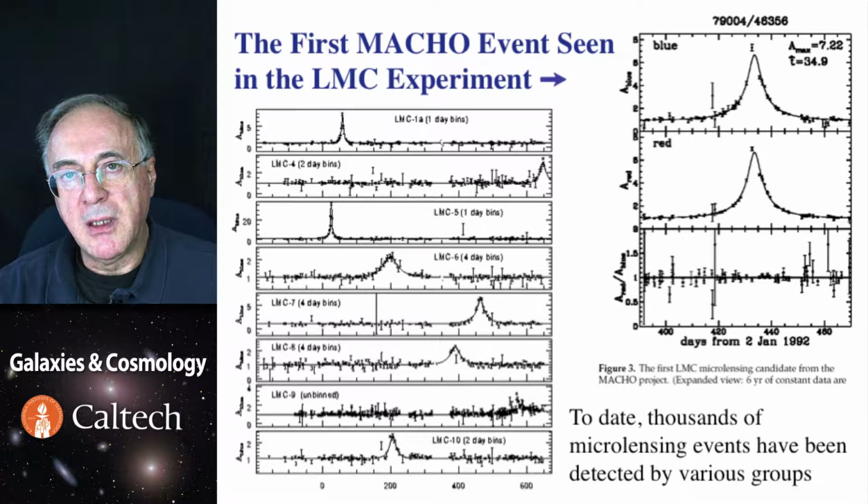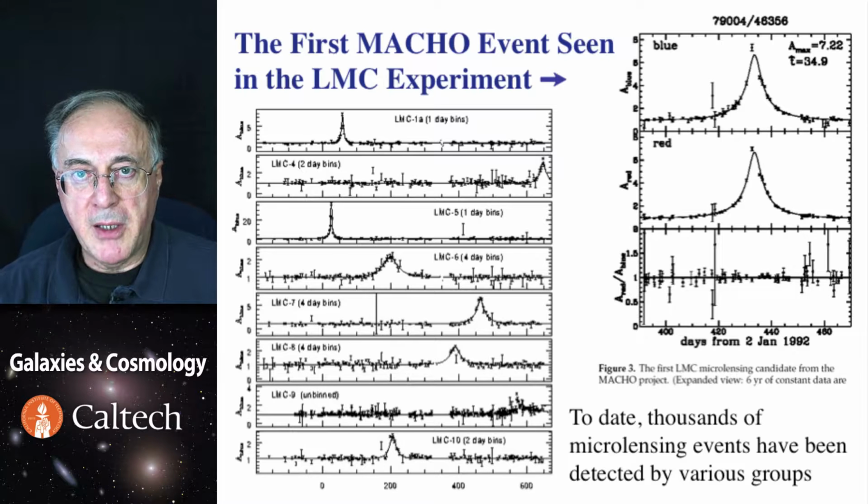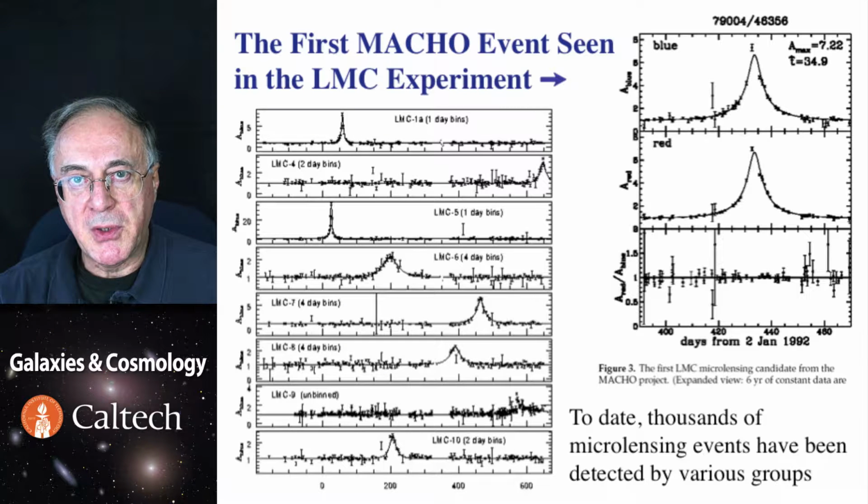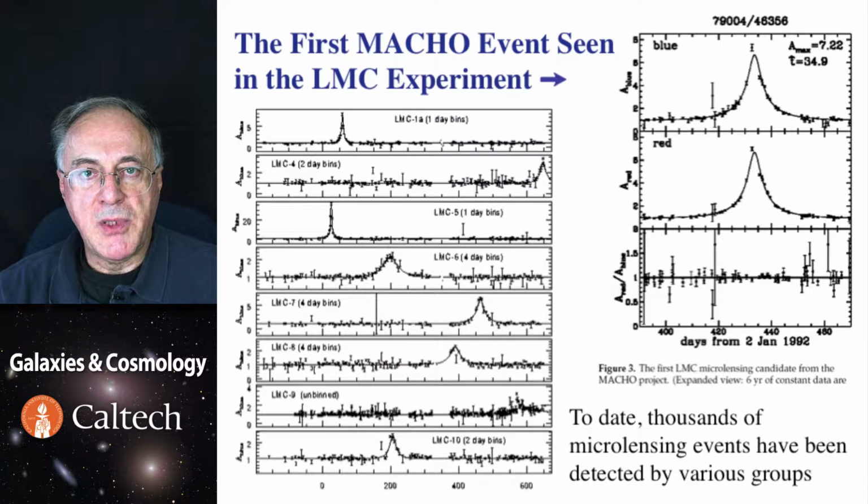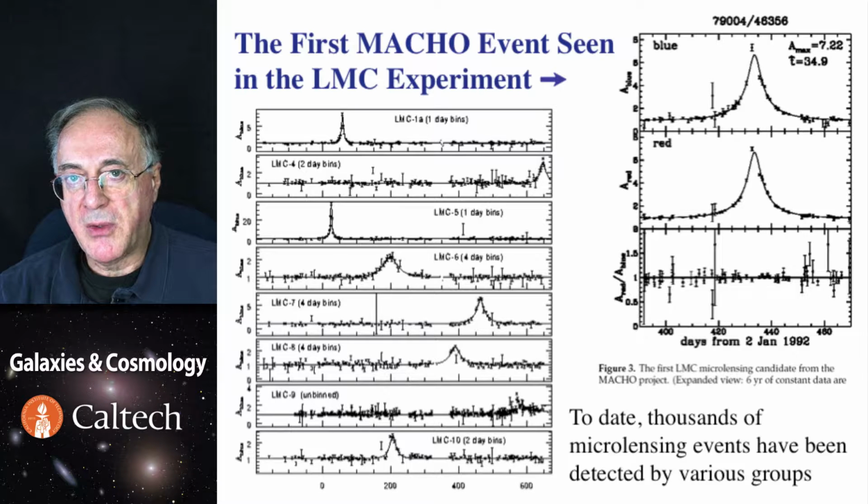Shown here on the right is the first MACHO event detected in microlensing, and the two panels show a light curve in two different filters. This was an important discriminator against variable stars, because variable stars will tend to vary differently in different filters, whereas gravitational lensing is unique in the sense that it will work exactly the same for all wavelengths. And on the left, we see many more different events. To date, there have been probably thousands and thousands of microlensing events discovered by different groups.